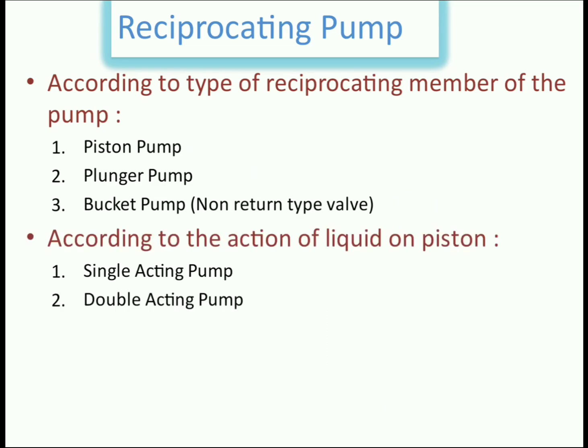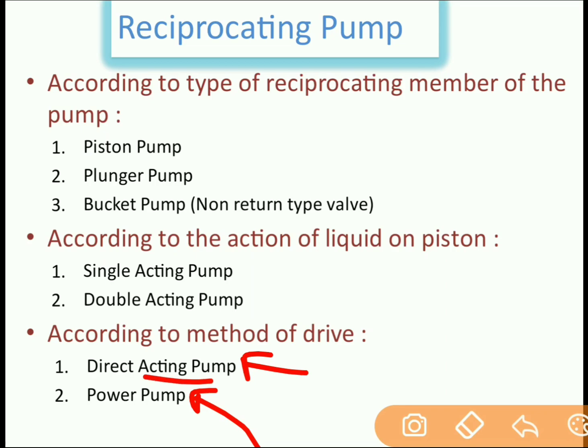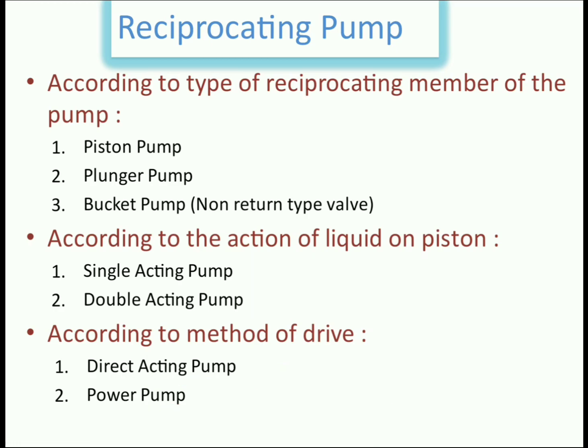According to the action of the liquid on the piston, reciprocating pumps are classified into two categories. First is single acting pump and second is double acting pump. And according to the method of the drive, the reciprocating pumps are classified into two types: direct acting pump and power pump. Direct acting pump means what? We are operating the pump manually, and in power pump we are using some external power source to operate the pump.